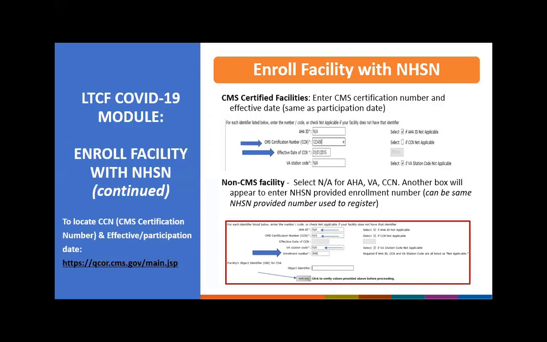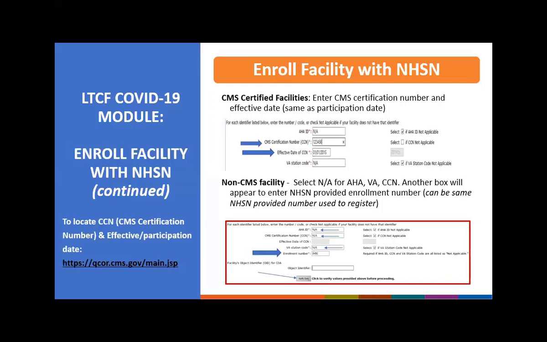Now, if your facility changes ownership and you get a new CCN, you will need to add the new CCN, and you will at that time need to enter the new effective date. That's very important, okay? Now, if you are a non-CMS facility, so if you are an assisted living facility, residential care, any other type of facility that is not a CMS facility, what you're going to do is, this is really important, you're going to select NA for every single box.